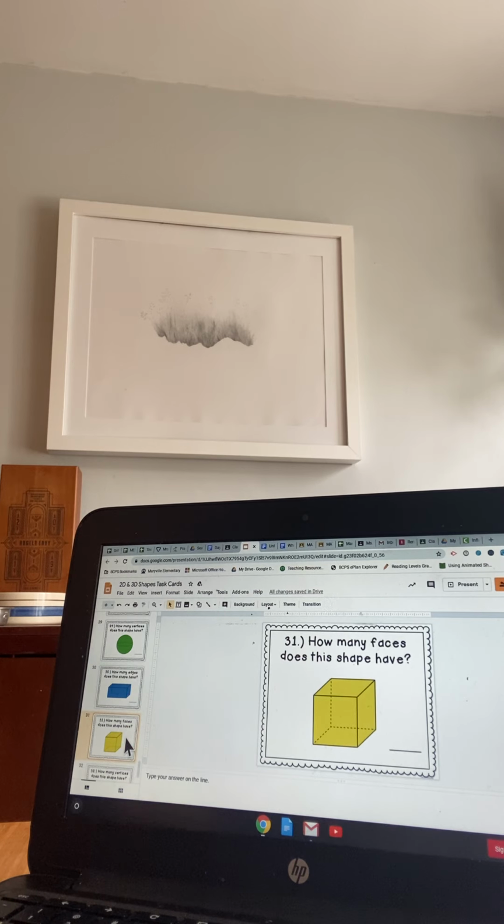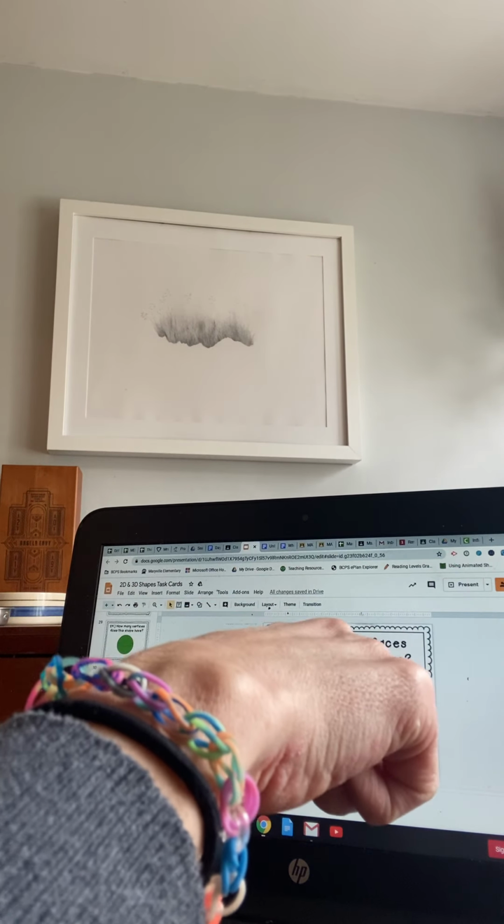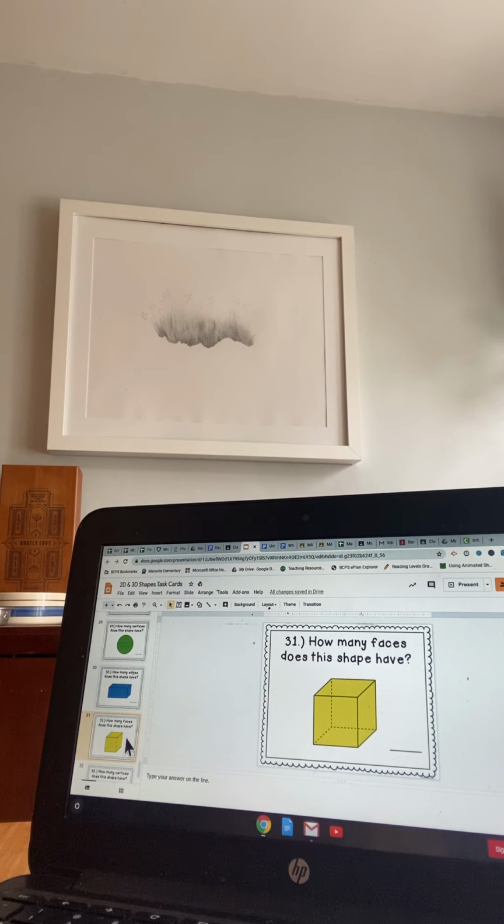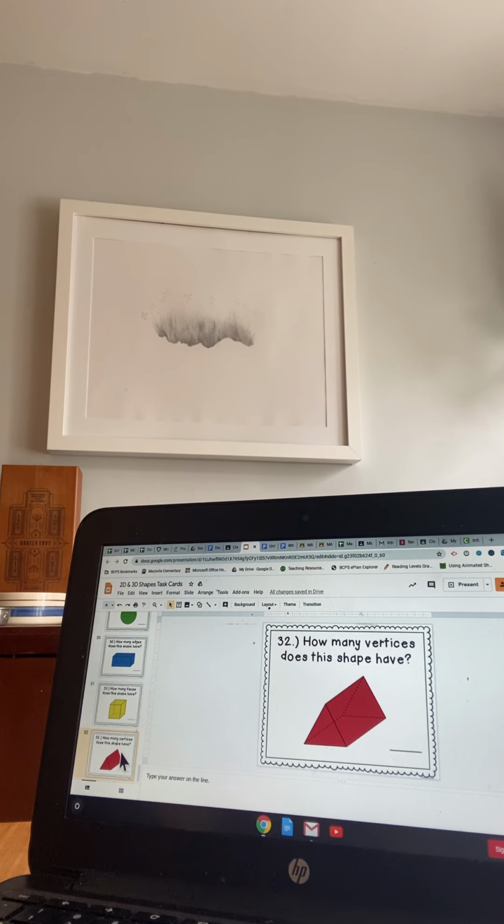Okay, how many faces does this one have? I believe, okay, so it's just the flat surfaces. So 1, 2, 3, 4, 5, 6. And then the last one, how many vertices? So how many corners does this have? 1, 2, 3, 4, 5, 6. So 6 for that one.